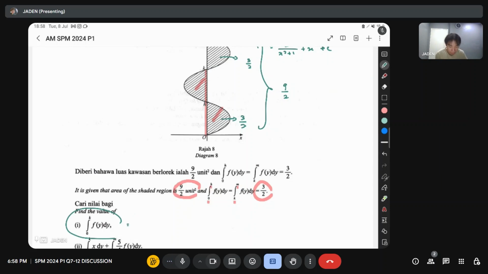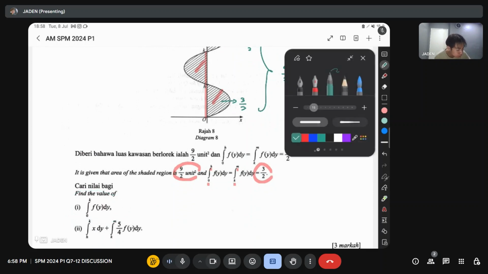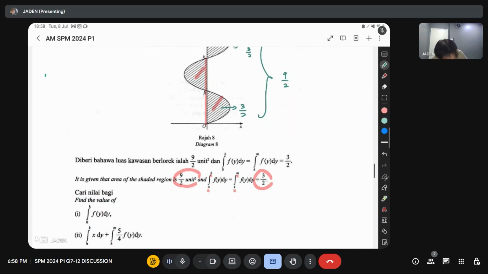Let me show you. You have to write this one. Let me write it at the other side. For number 1, you write 3/2 plus the modulus of the integral from h to k of f(y) dy, plus 3/2 equal to 9/2. Do you agree with this one?